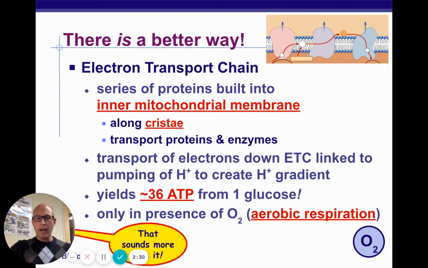And we're hoping that by doing this final method, we're going to be able to take 1 molecule of glucose, 1 molecule of C6H12O6, and produce somewhere between 36 and 40 ATPs, almost 20 times more efficient than glycolysis alone.